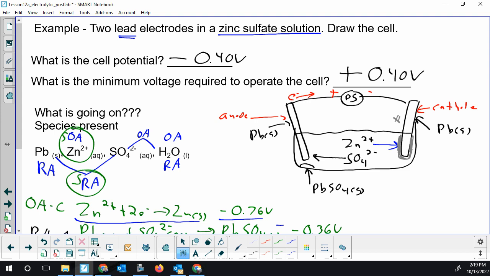So that's electrolytic. It's a little more complicated than voltaic, but sequentially, you make a list, you find your strongest OA and RA, and then you just look at your chemistry to predict any observations. So E0 cell is the same as we've been doing it all along. Cathode minus anode.